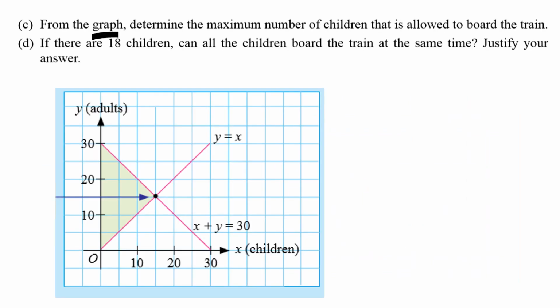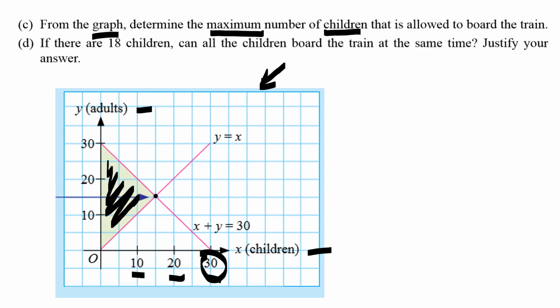From this graph, determine the maximum number of children allowed to board the train. So you know your Y is children, and you want to know the maximum number of children. You can see here you have 10, 20, 30. 30 is the maximum, but it must be in that shaded region. To get the maximum, it must be in this shaded region. So which one do we have to choose? The shaded region is all here, and finally it's over here.